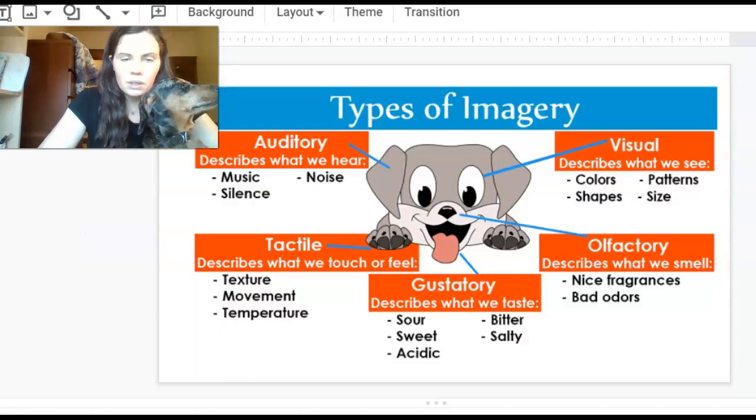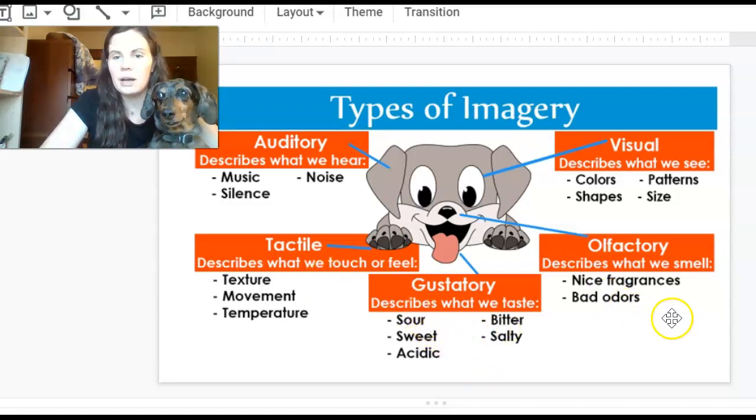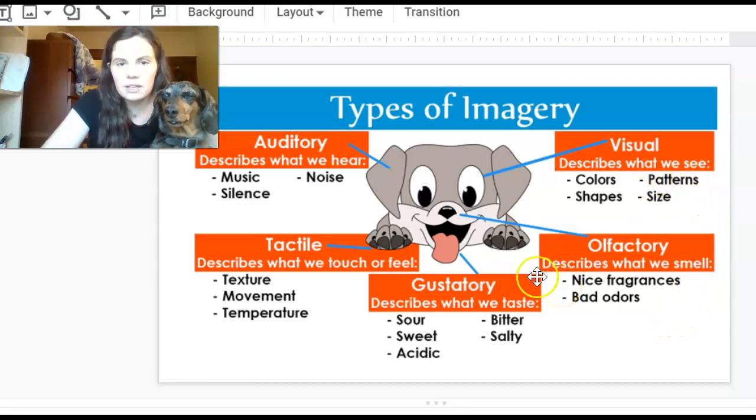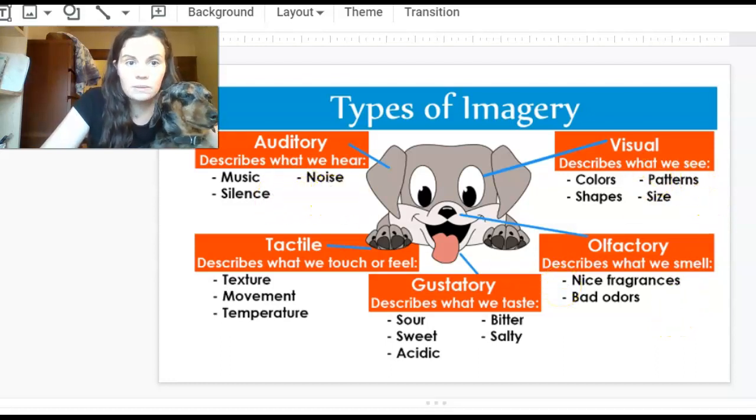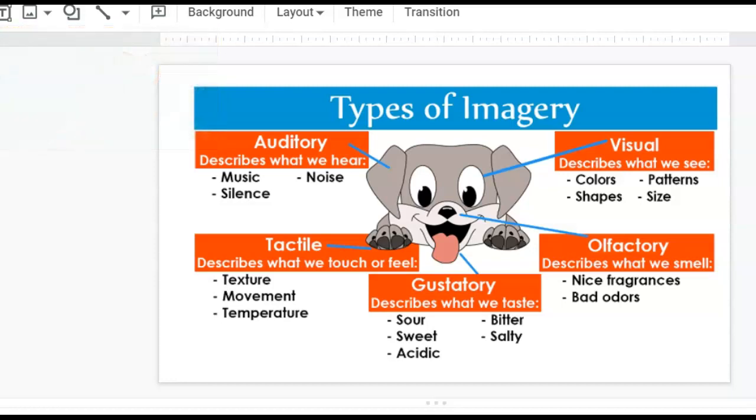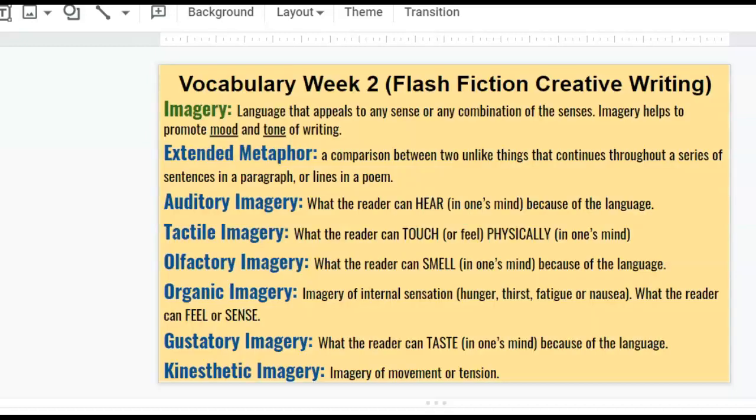So this image is a little juvenile, I will admit, but it does give us really some specifics here. When you're talking about how something tastes, can you talk about the bitter, the salty, the sweet, the acidic? Can you talk about colors, patterns, shapes, sizes, music, silence, noise, background? I want you to keep all of these in mind when we talk about imagery. Take a moment and record out auditory, tactile, olfactory, organic, gustatory, and kinesthetic imagery now.